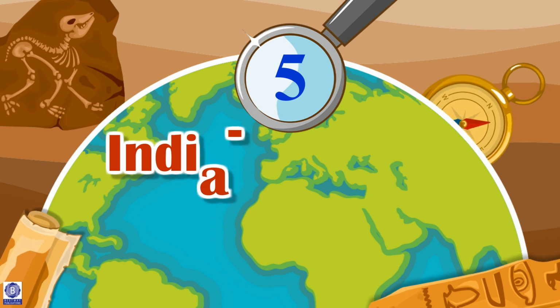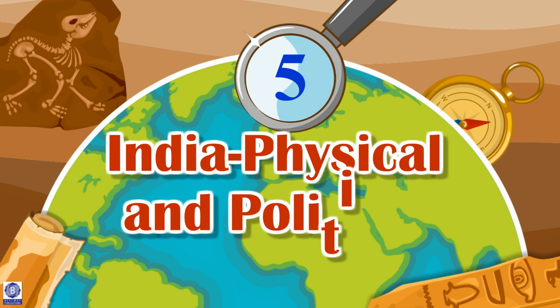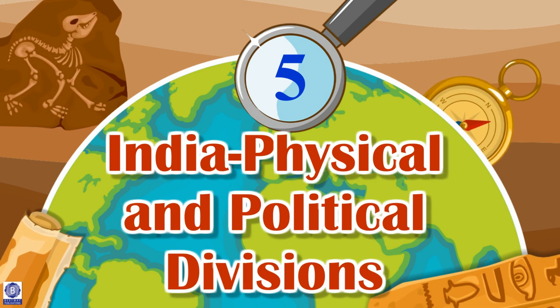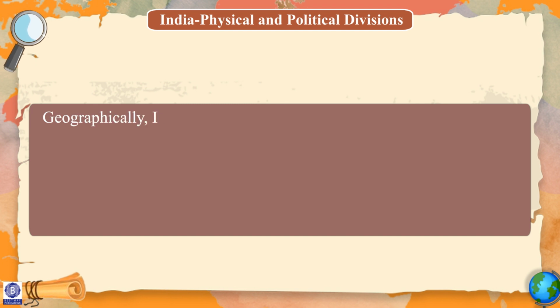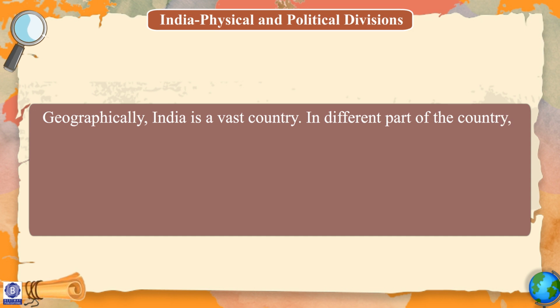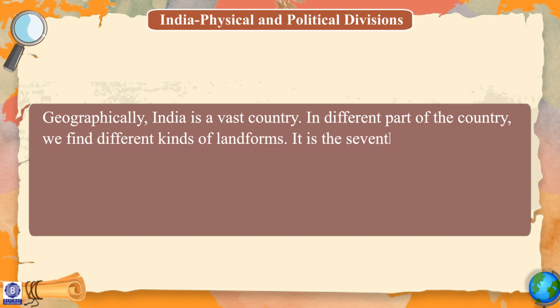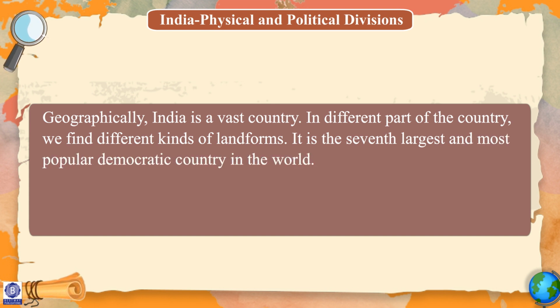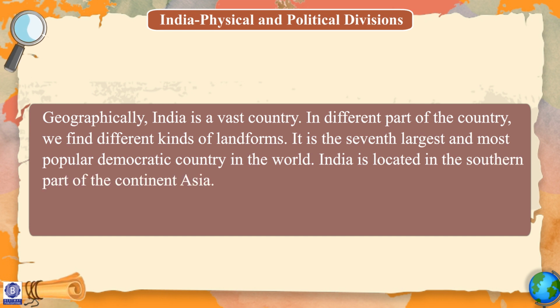Chapter 5: India, Physical and Political Divisions. Geographically, India is a vast country. In different parts of the country, we find different kinds of landforms. It is the seventh largest and most populous democratic country in the world. India is located in the southern part of the continent Asia.